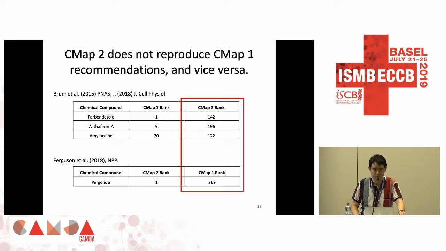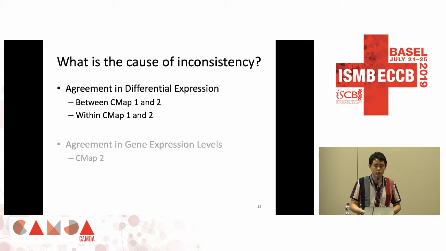So with this, we can start moving on to the second question, which is trying to find out what is the cause of this inconsistency. What we have chosen to do is to focus on the data, partly because the enrichment algorithm that's used in both CMAPs is fundamentally the same. So we approached this through a few different angles.